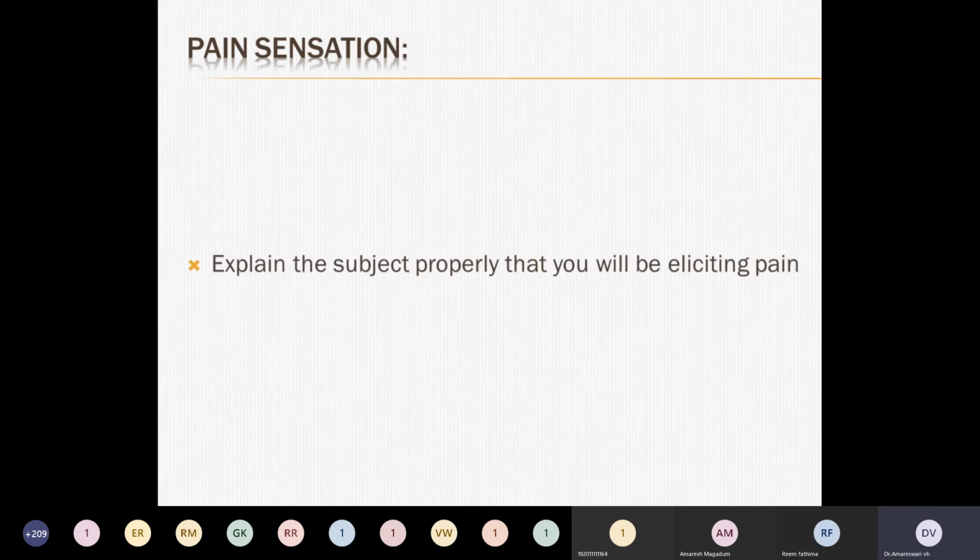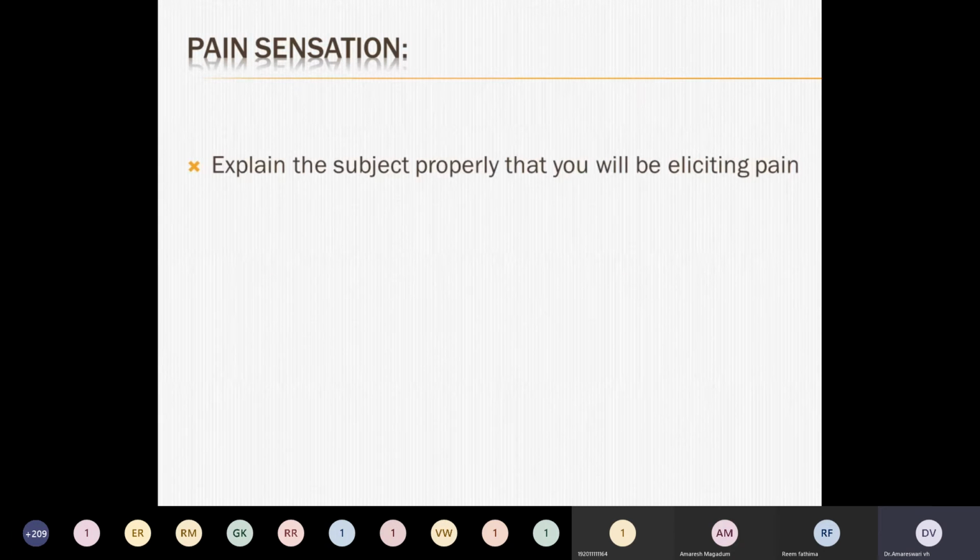Pain sensation. For pain sensation, explain properly to the subject that you will be eliciting pain. Pain is a painful stimulus, so definitely the subject will not cooperate. So separately ask for consent, and tell him that you are not going to harm.